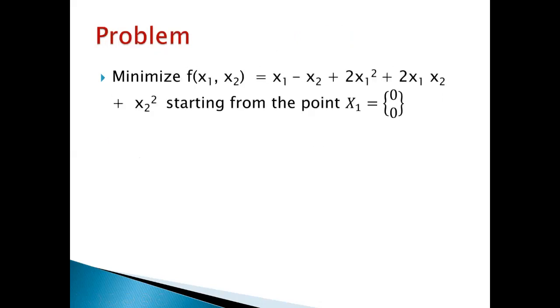These are the kinds of problems which are asked for solving using the steepest descent method. Here your objective function is given as f of x1 and x2, and your initial point is given as 0 0. Let's see how to solve this.